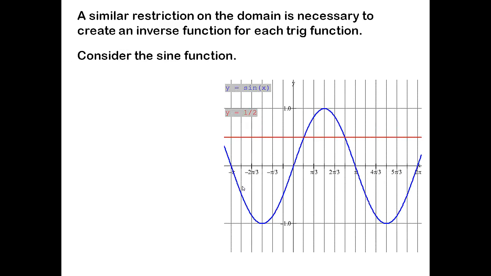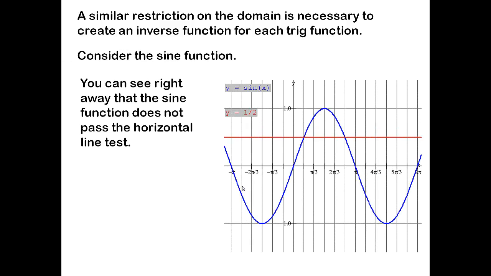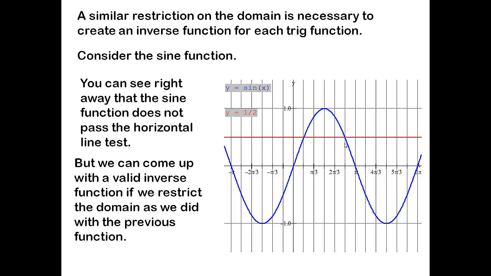Let's take a look at the sine function. Clearly, you can see virtually everywhere on the sine function, it's going to fail the horizontal line test. The horizontal line is going to touch the sine function in much more than just the two places you see, because as we know, the sine function continues indefinitely from left to right. So it's going to touch it an infinite number of times. How can we come up with a valid inverse function?